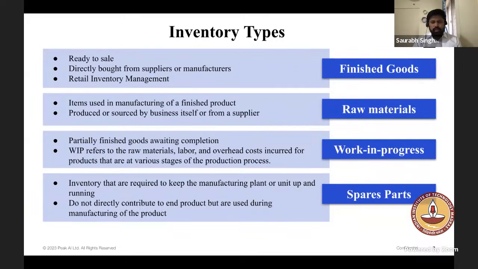Last is the spare part inventory. This is inventory which is required to keep the manufacturing plant or unit up and running, but it does not directly contribute to the end product, though it is used during the manufacturing of the product. For example, in a manufacturing plant, there is a machine installed which processes some raw material and generates a finished good. So that machine or the parts which are used in that machine become part of the spare part inventory, right?